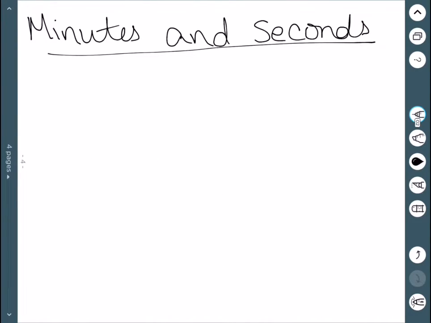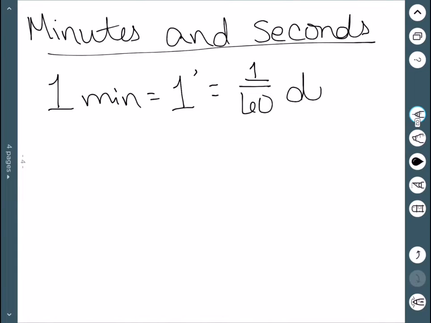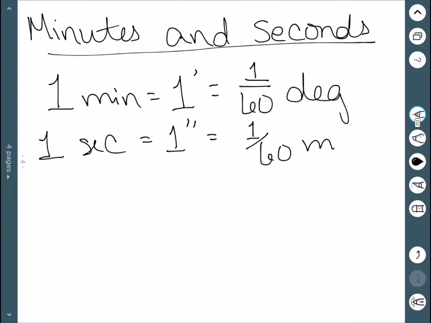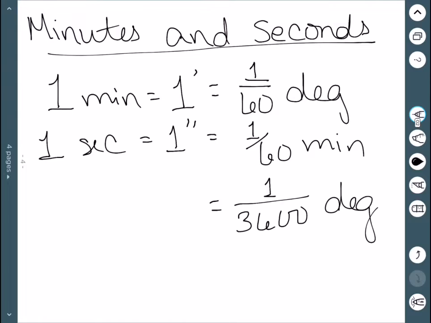When we have a degree of an angle, we can write it in terms of minutes and seconds. So 1 minute, which is abbreviated like this, is 1/60 degrees. 1 second, which this time we have 2 marks, is 1/60 minutes, or 1/3600 degrees. And so using this, we can now convert between decimals and degrees, minutes, and seconds.